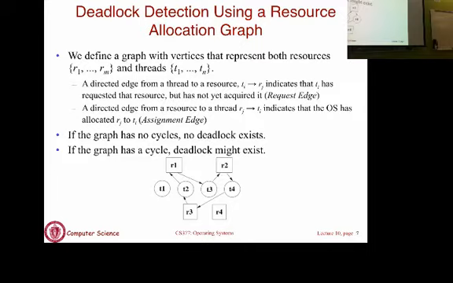There's no deadlock, there's nothing to do. If you find a cycle, then that's something you need to address. Is there a deadlock? Should I do something about it? Should I kill some of these processes? Because that's the only way to resolve it.